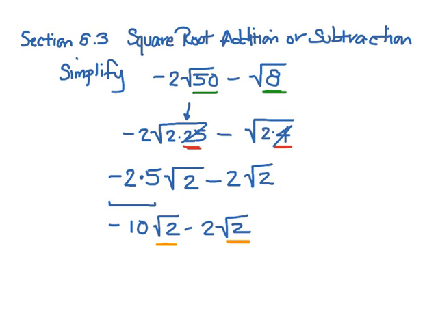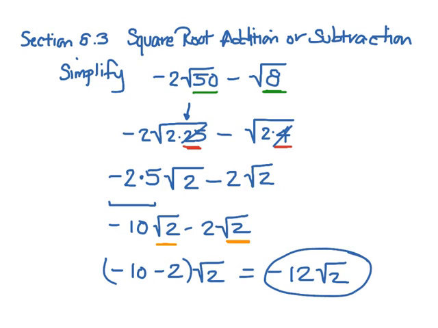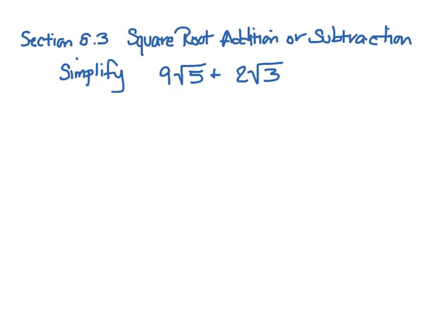So we simply have minus 10 minus 2, all times the square root of 2. That equals negative 12 times the square root of 2. And that's our answer.